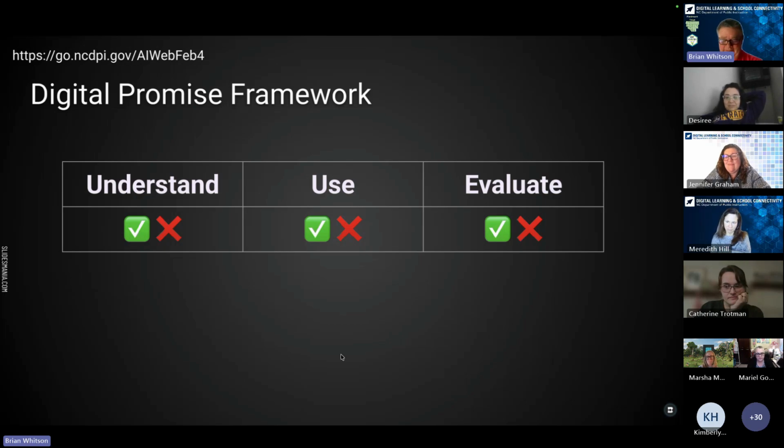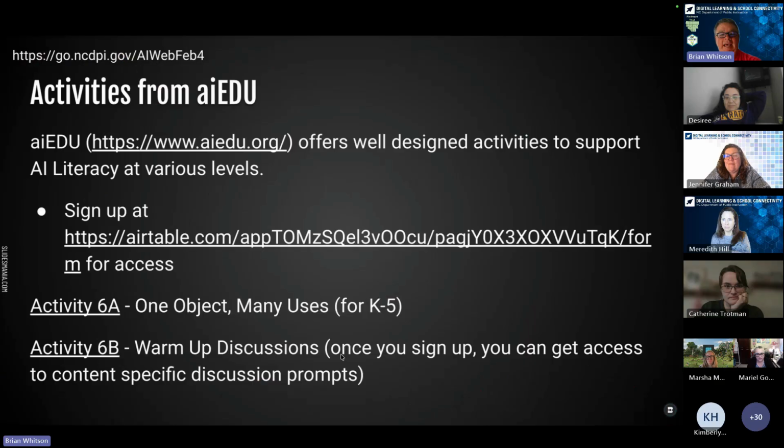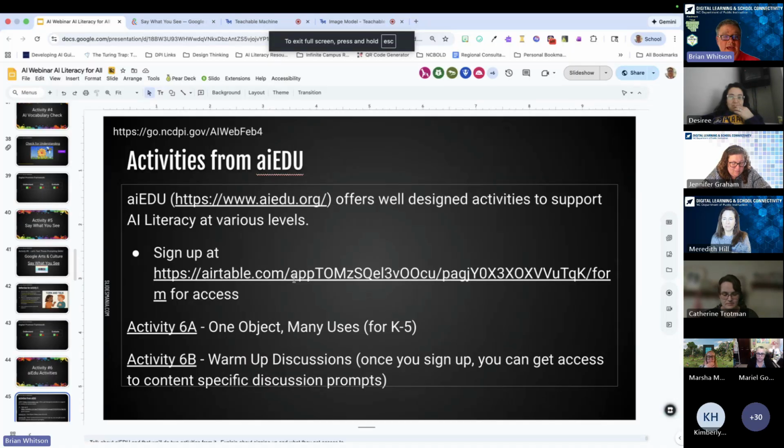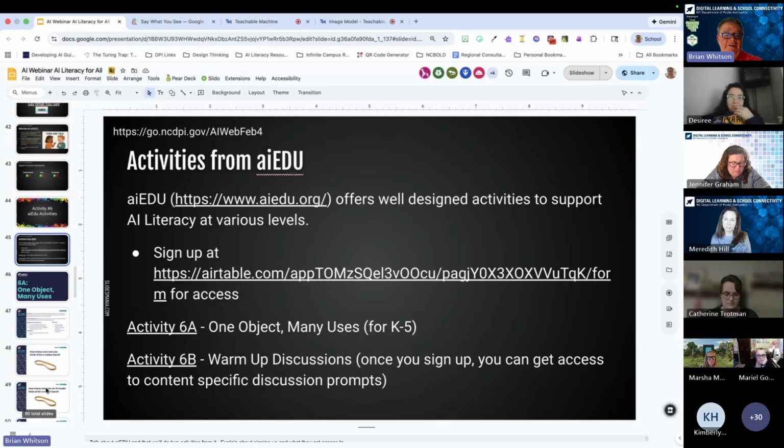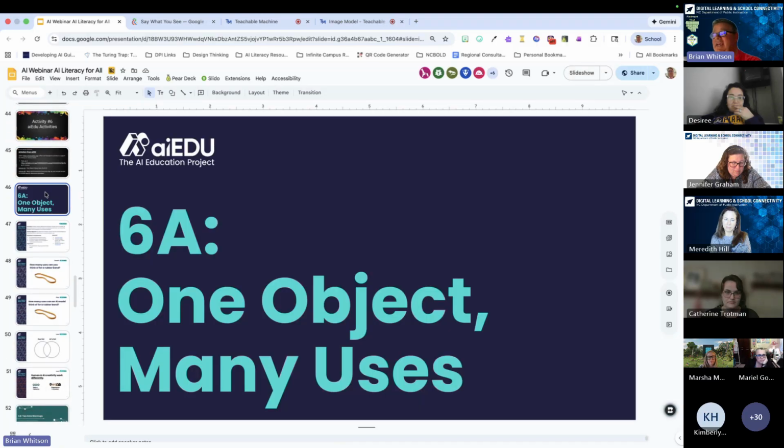And we're going to hit some of the last resources. This is one we don't have a lot of time for, but AI EDU. If you want some ready-made resources ready to go, I would recommend you go to this link and sign up. They don't send you a lot of emails, but I want to show you, when you sign up, they give you resources that are teacher ready.